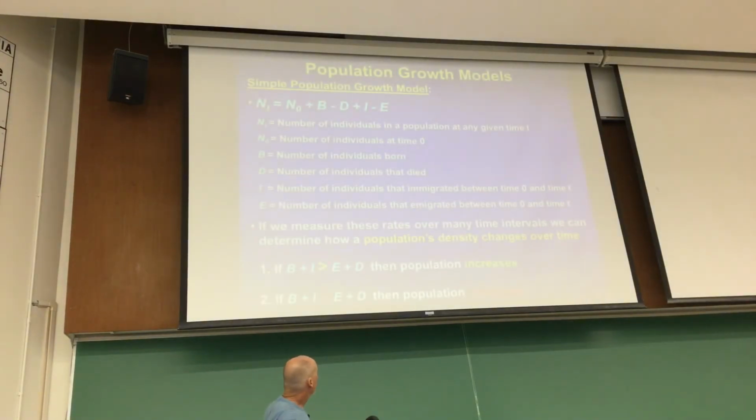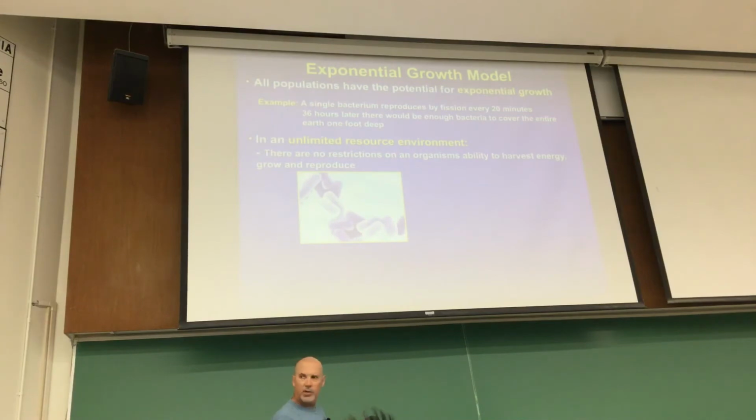If you have more birth and more immigration than death and emigration, what does the population do? Increase. It gets bigger. If birth and immigration are smaller than death and emigration, what happens? You decrease. And if they're the same, you stay the same. I think that's where we ended, yeah? Oh, no, we stopped here, yes?